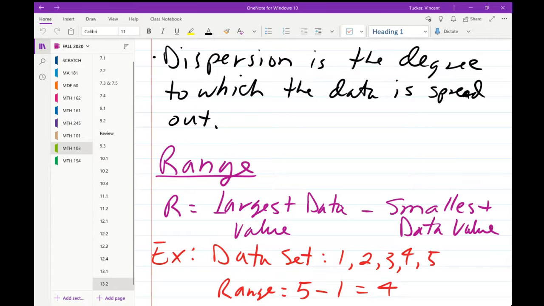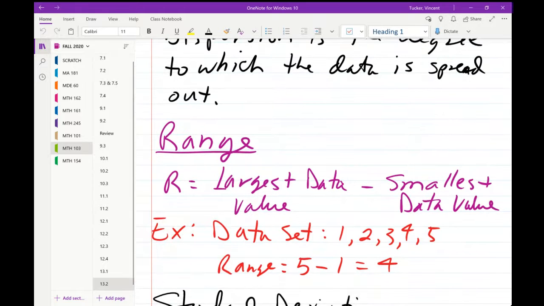First thing that they mention is the range. As far as calculation is concerned, your range is the largest data value minus the smallest data value. And so we have the data set 1, 2, 3, 4, 5. I'll take the largest data value, which is 5, and minus the smallest data value, which is 1, and that'll be 4.